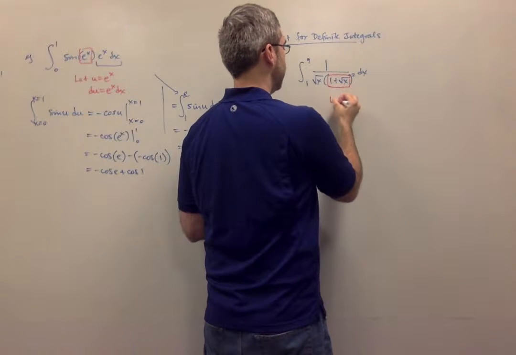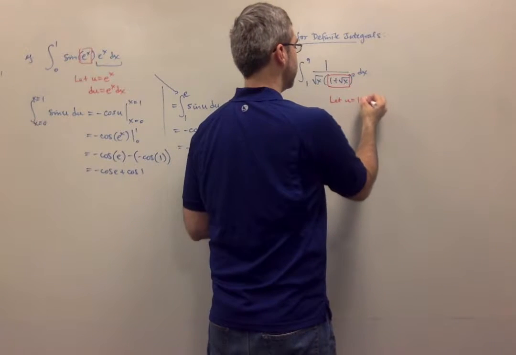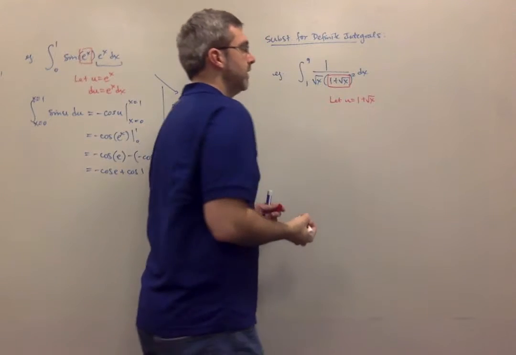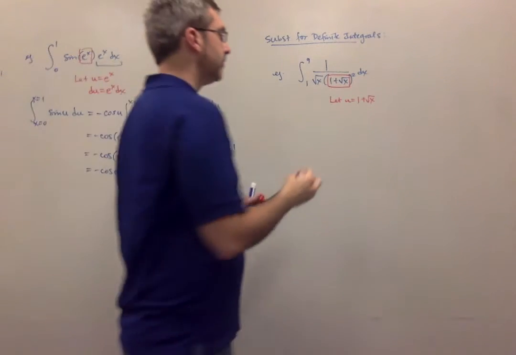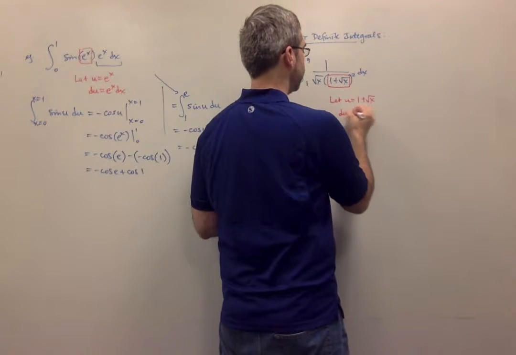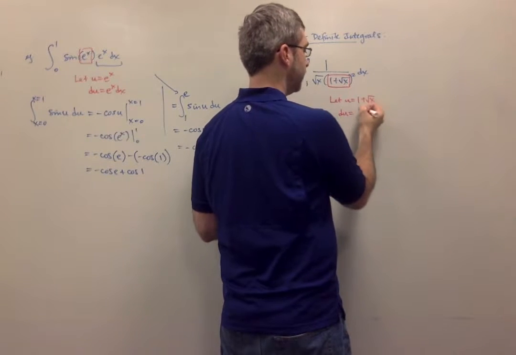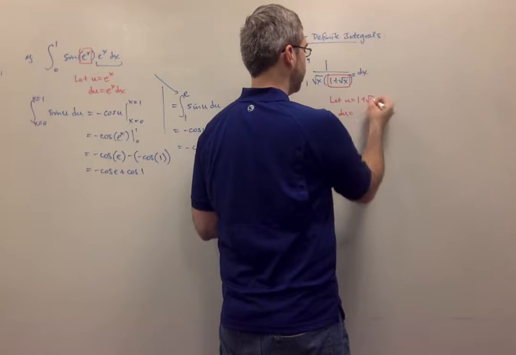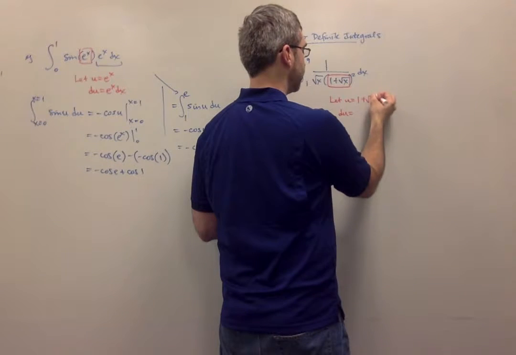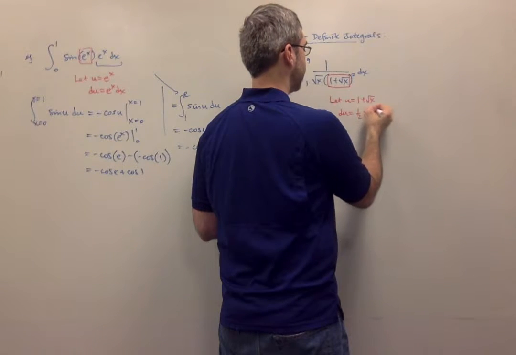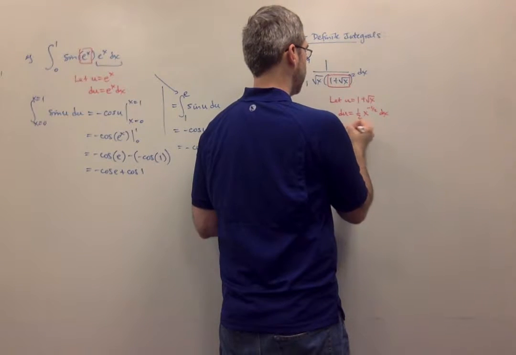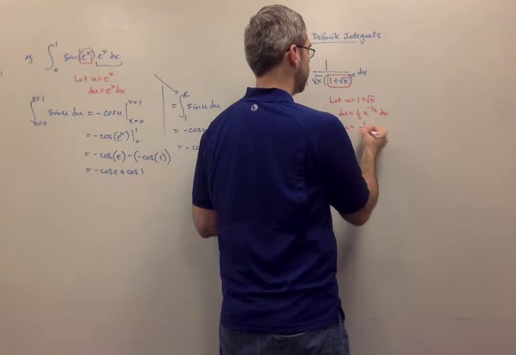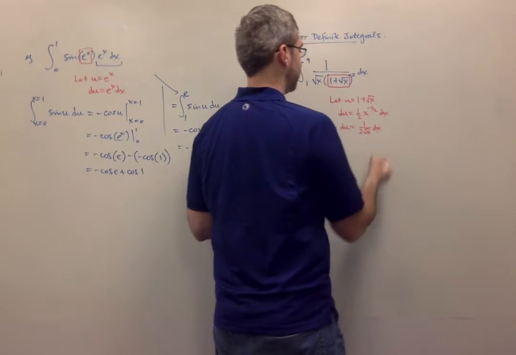Okay, so if we let u equal the inner function, I've got that thing squared. du is just going to be the derivative of this. Derivative of 1 is 0. And the derivative of the square root of x is x to the 1/2, so it's going to be 1/2 x to the minus 1/2 dx. In other words, it's 1 over 2 root x dx.